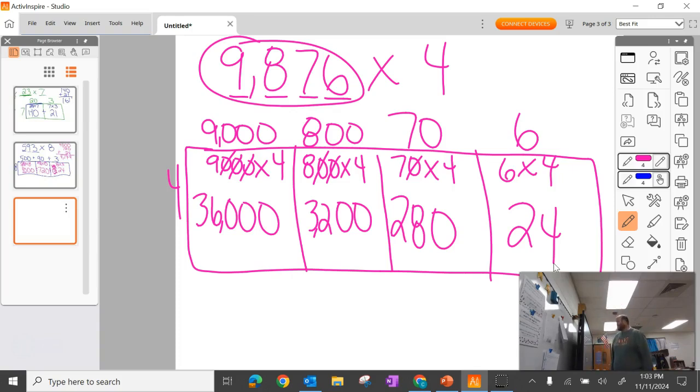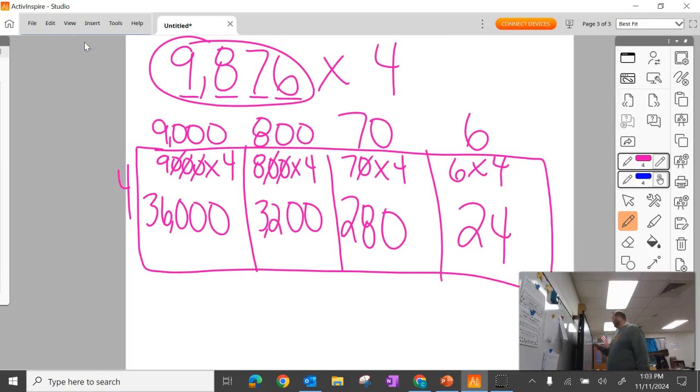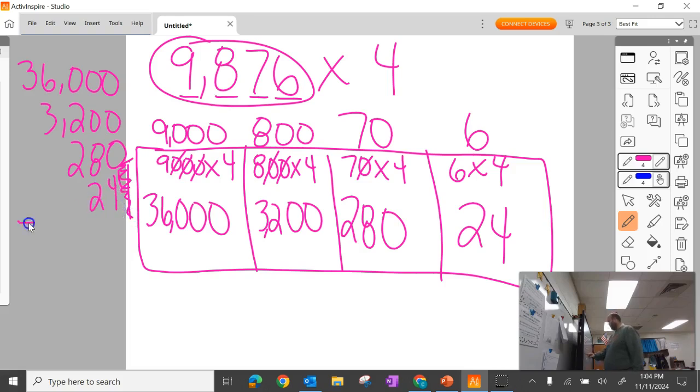So we're going to line them up. Let's go over here, close to this side. Let me pin that so we have a little more room. So we're going to go 36,000. And then 3,200. Then 280. And then we're not going to look at this 4. We're going to scratch through it to make sure we're not seeing that. And then 24. Okay, and then go from there.